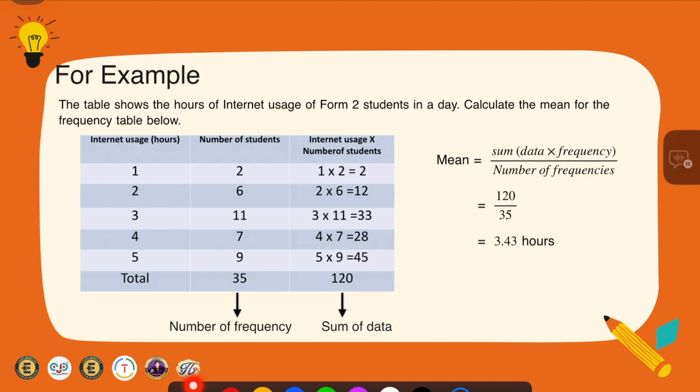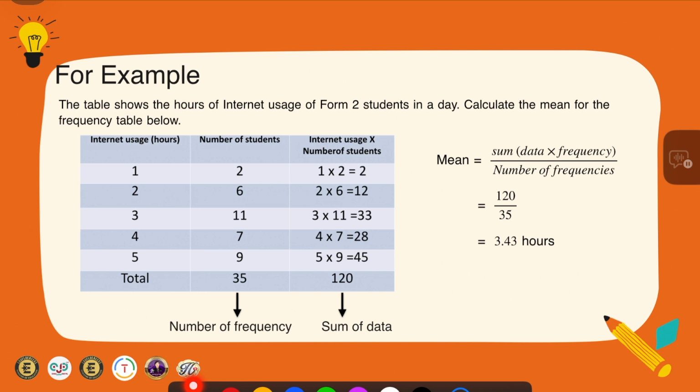Okay, so therefore this is the sum of data. The formula for the sum of data is data times frequency, right? So we have done it here already in the table. The sum is 120. Therefore my mean is 120 over 35, which is equal to 3.43 hours. Okay, is that clear, everyone?